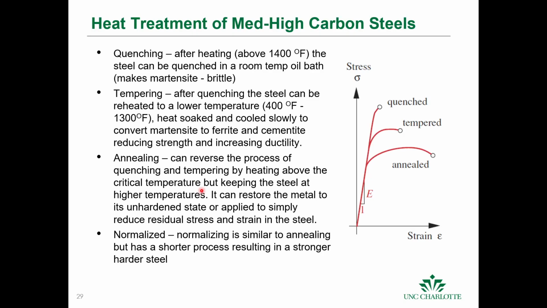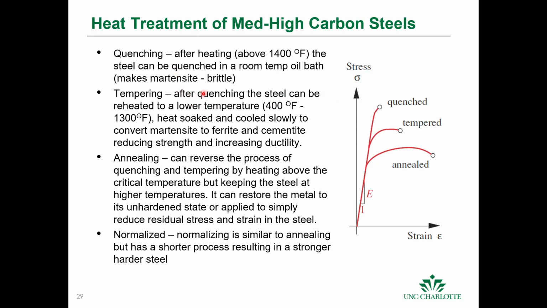For medium and high carbon steels, if we want to make them harder, we can quench them, which we basically heat above their recrystallization temperature. In this case, it's about 1400 degrees Fahrenheit. And then we can quench the steel by dumping it in a room temperature bath of oil. This will produce martensite, which is a brittle form of the steel. These are not to scale, but you can see that we have a much stronger steel here by quenching it, but it's much more brittle.